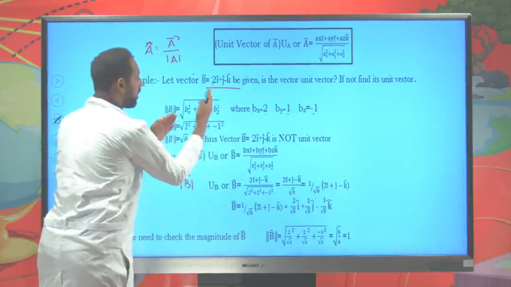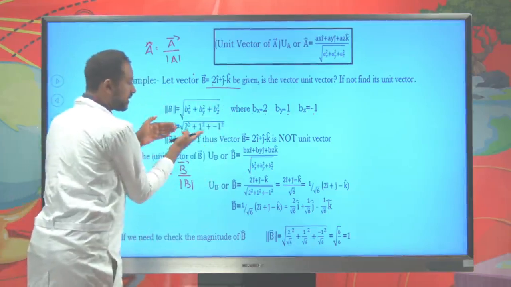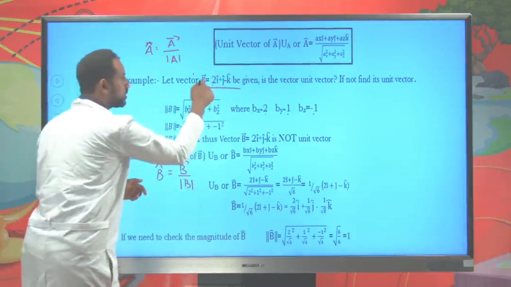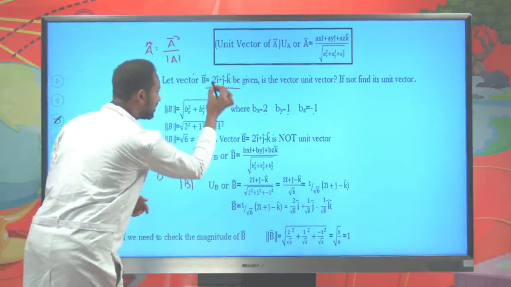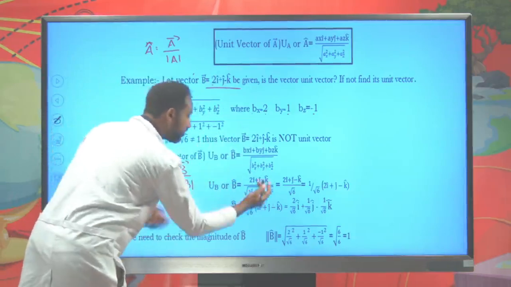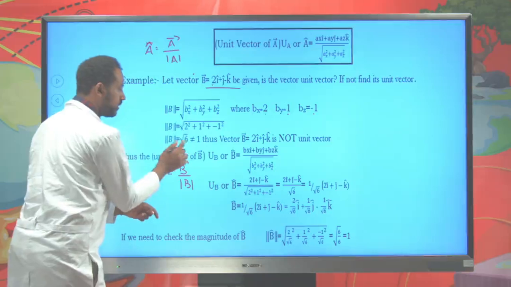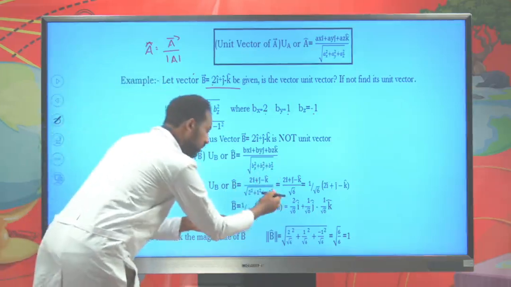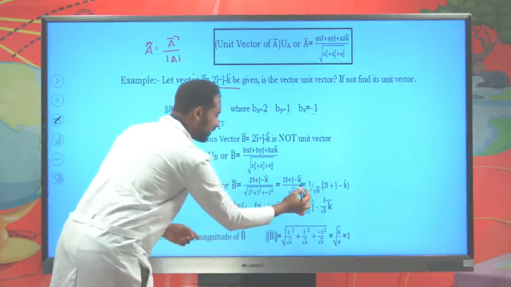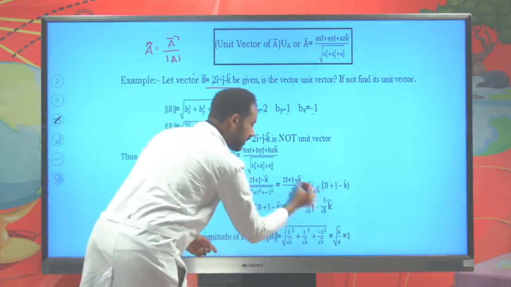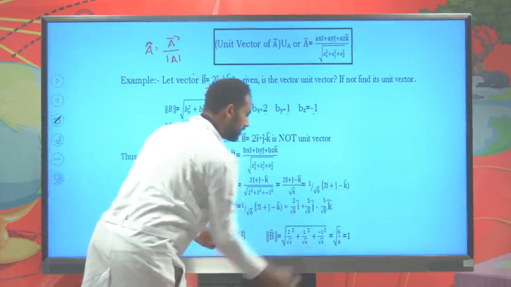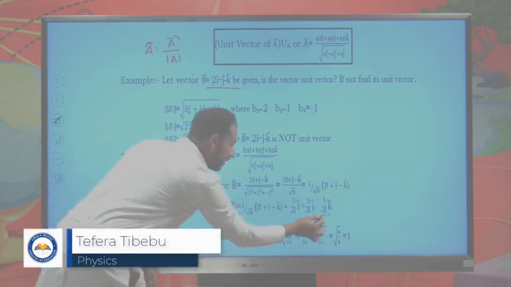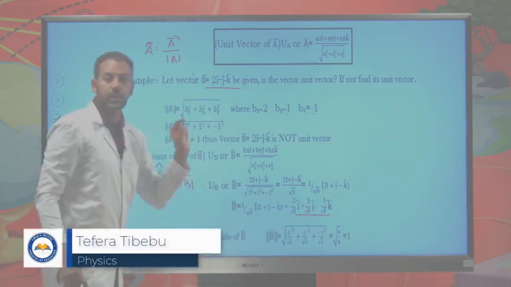This is how we determine the unit vector of this vector. Previously we have checked that this vector is not a unit vector. Therefore, to find the unit vector of this, you have to put the vector itself, that means 2I plus J minus K, over the magnitude. The magnitude, we have already determined, is root 6. So when you put it over root 6, you get 1 over root 6 times the vector 2I plus J minus K. And when you multiply this, you find this vector.